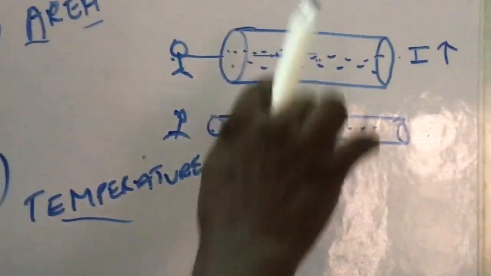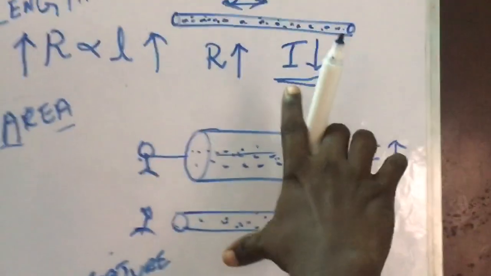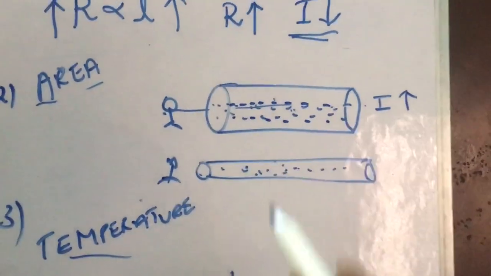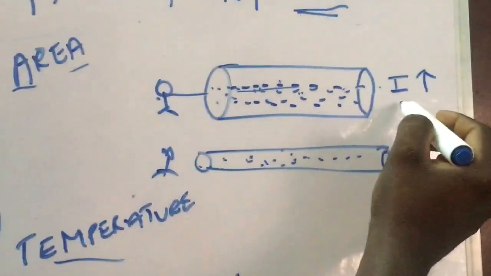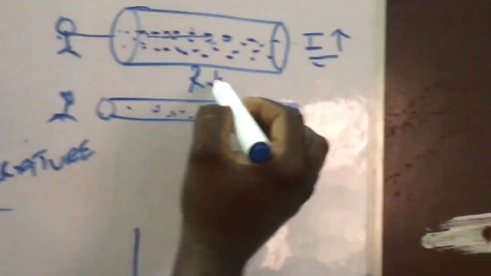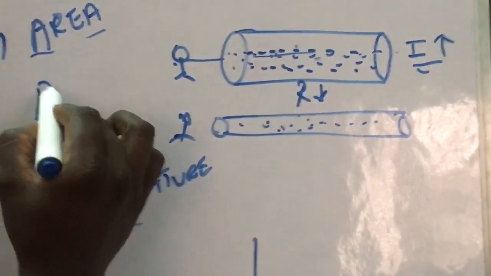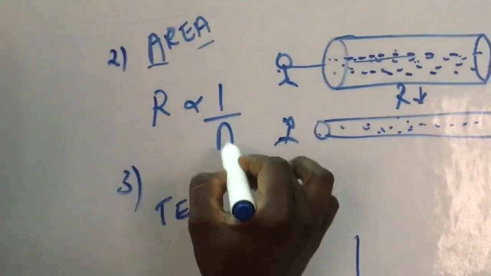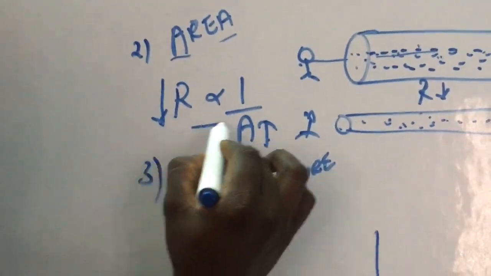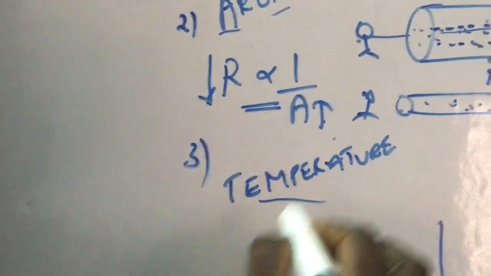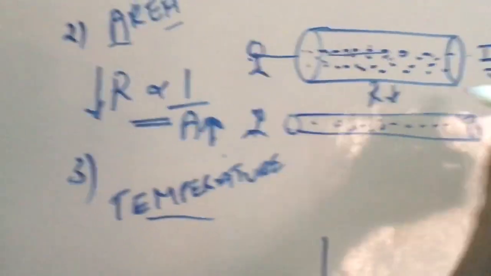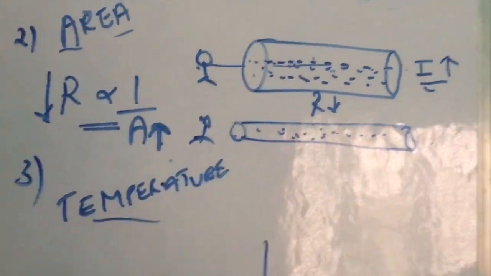So same concept here. When the diameter or thickness of the wire is increased, the electrons can move very easily, which means the current is going to be very high and the resistance is going to be less. Can we say now, as the area increases, resistance is decreasing? So which means it is inversely proportional. As the area increases, more electrons can flow easily, so the current increases and resistance decreases.